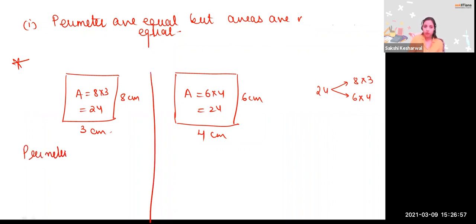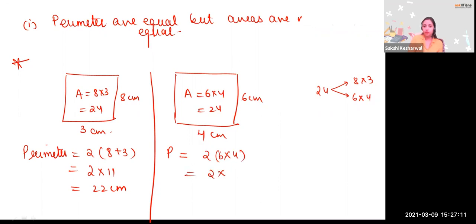So the perimeter will not be the same. Just see over here, 2 times of (8 plus 3), which is equal to 2 times 11, which is equal to 22 centimeter, right? But if you talk about the other perimeter, it is 2 times of (6 plus 4), which is equal to 2 into 6 plus... I wrote into, wait a minute.